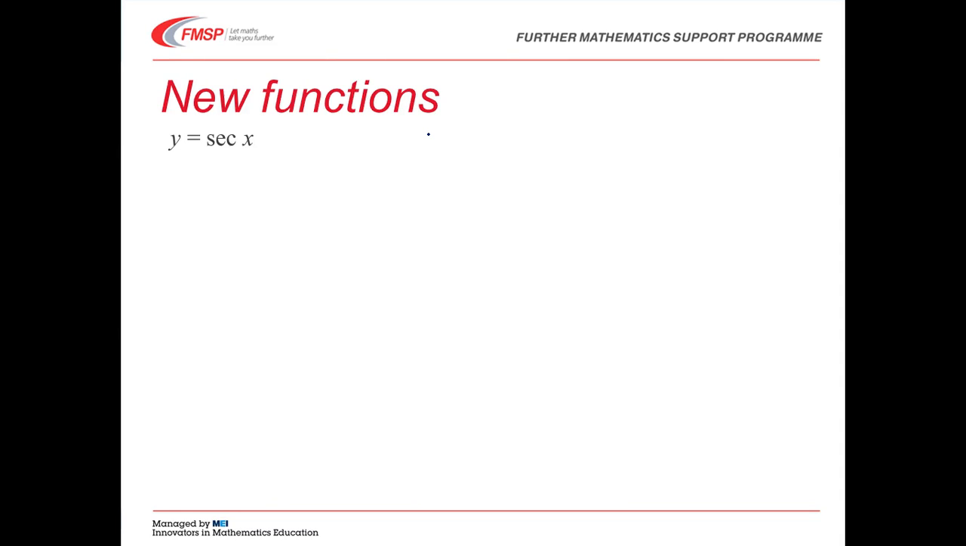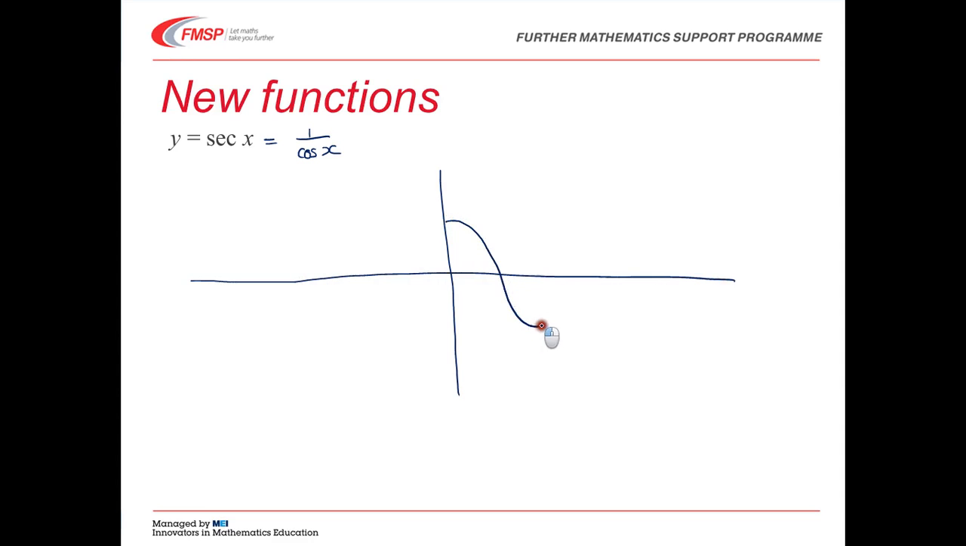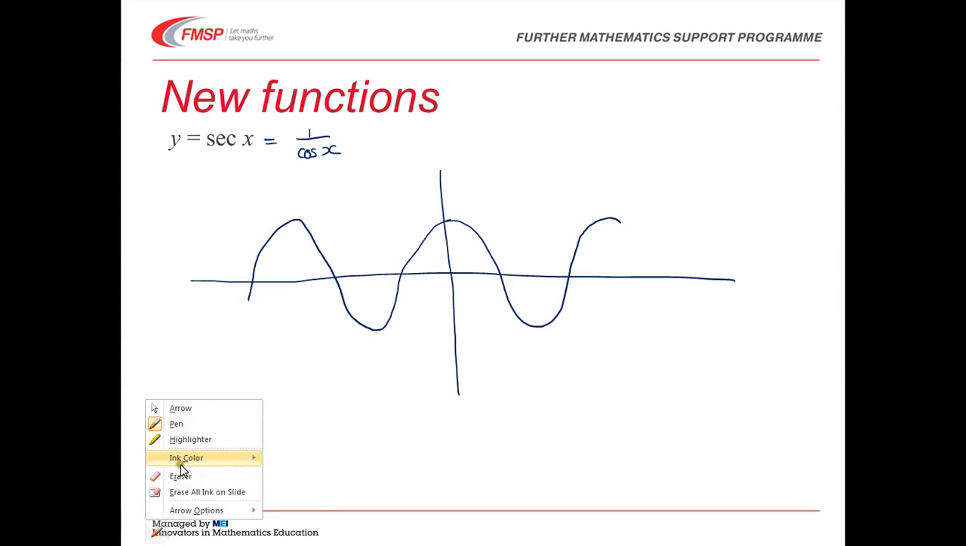now we're going to look at a new family of 3 functions. These are the reciprocal trig functions. So sec x is equal to 1 over cos x. Again, we're going to start the sketch by sketching cos x, and then we're going to think about what 1 over that looks like. I'll change the colour to make it stand out.